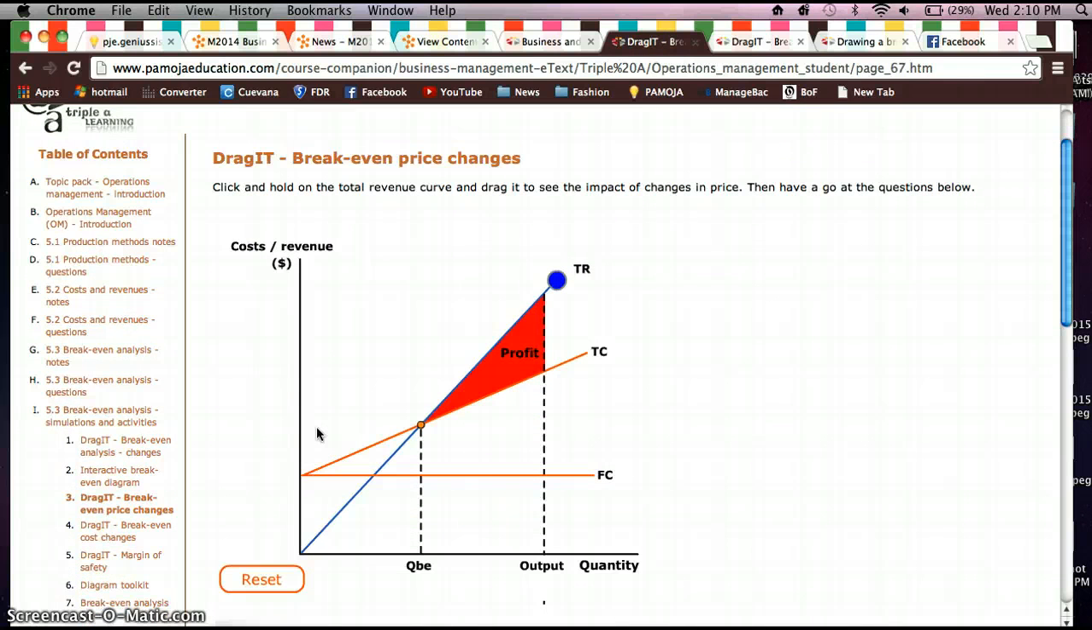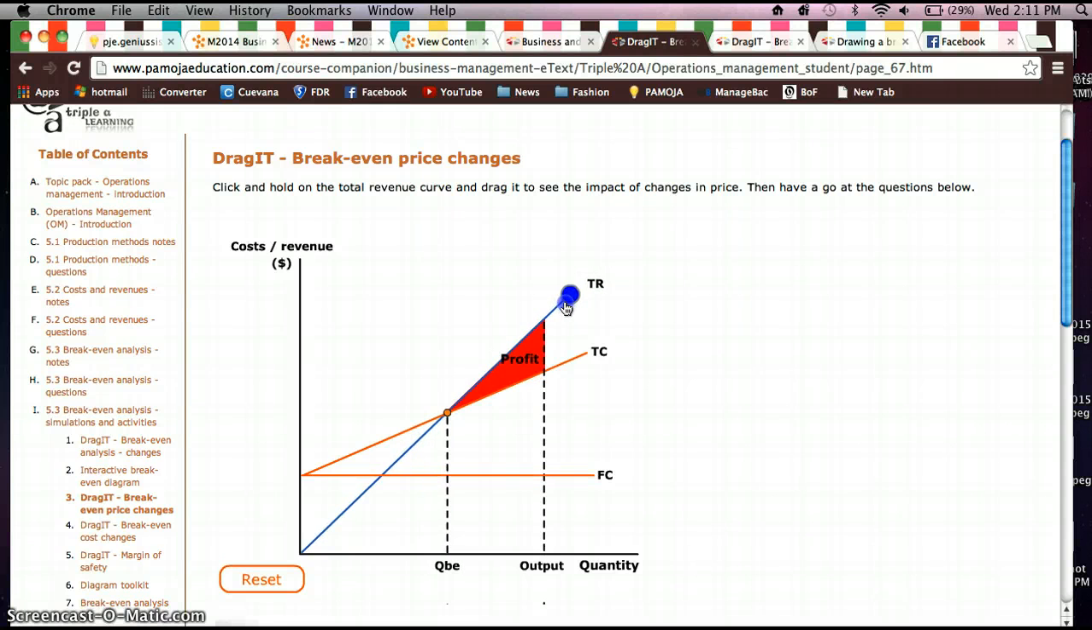In this second graph, we will interact with the total revenue or the price. If the price increases, like this, the break-even point changes and there is a bigger marginal safety. Marginal safety is defined as the difference between the break-even point and the output produced. On the other hand, if the total revenue decreases, the profit decreases because of the marginal revenue being decreased. So you can see how the profit area reduces.